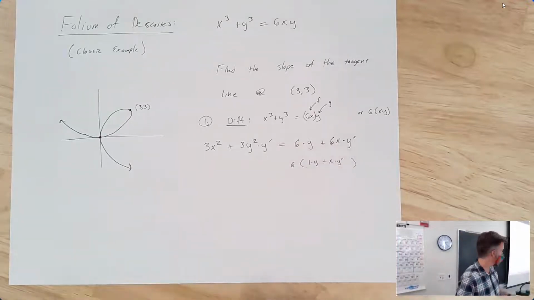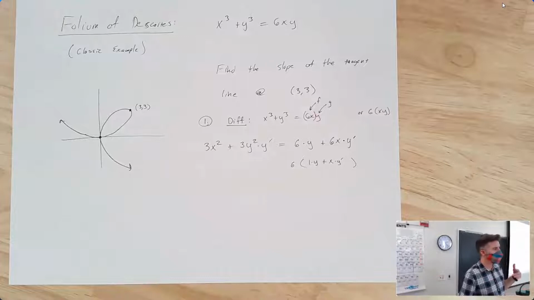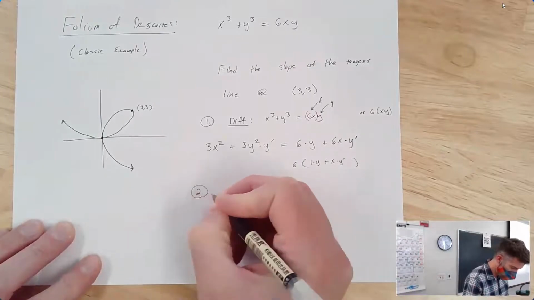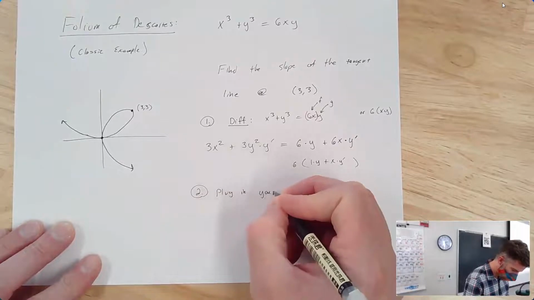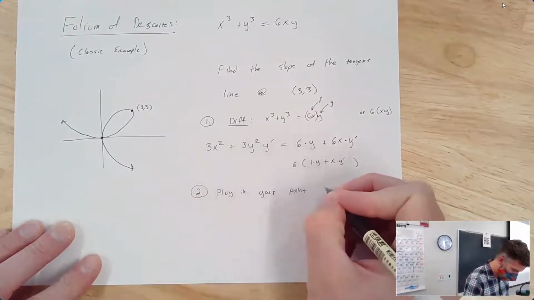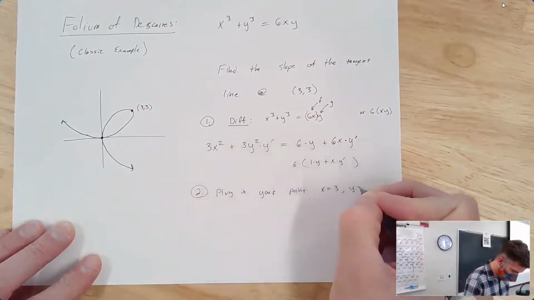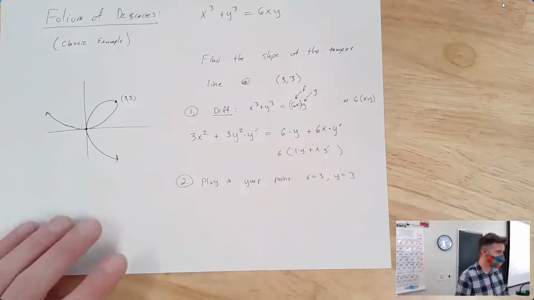Now, if you're only asked to find the slope of a tangent line at one particular point, you don't have to do all the terrible algebra of solving for y prime in terms of x and y. You can immediately plug in your point. X equals 3, y equals 3. Let's see what happens when we do that.